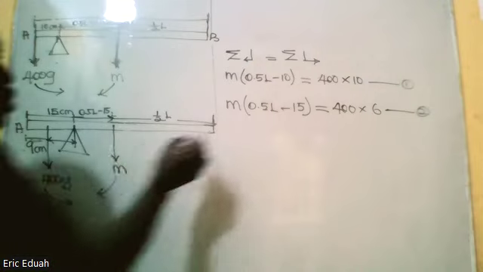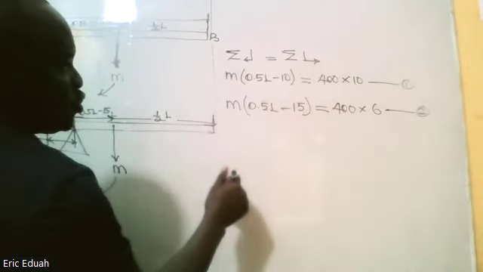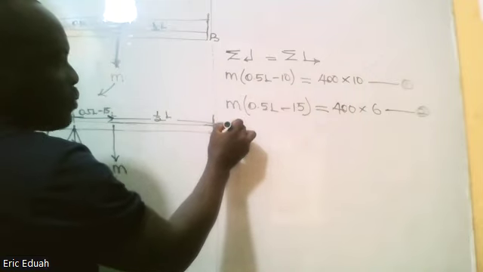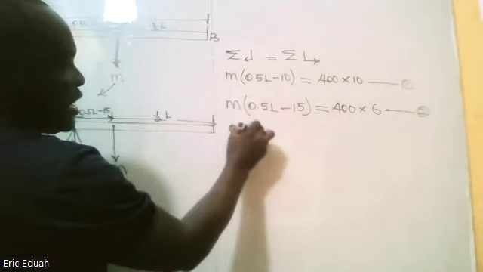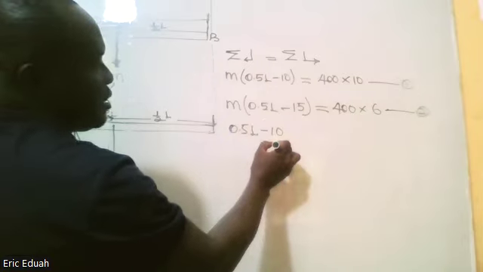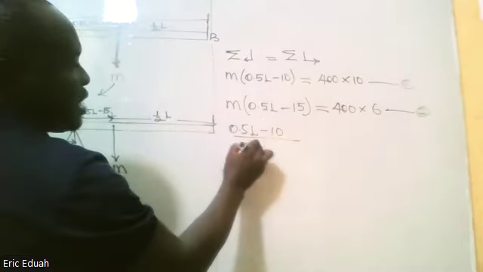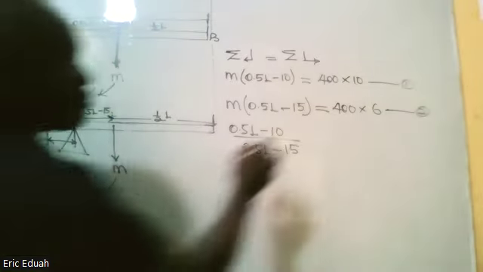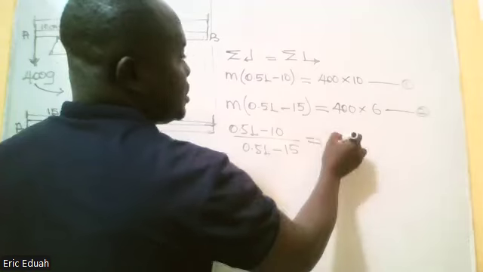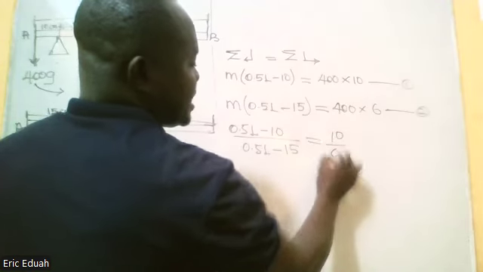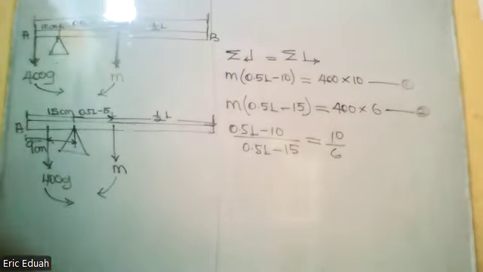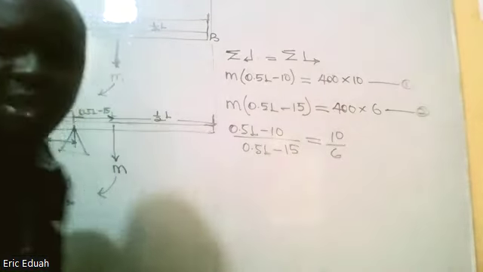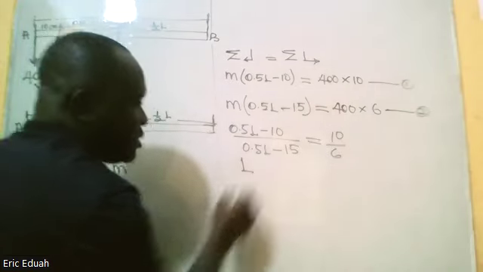So when you divide equation 1 by 2, you have 0.5 L minus 10 over 0.5 L minus 15 being equal to 10 on 6, because 400 will also cancel out. Quickly go through this. Help me determine the value of L.